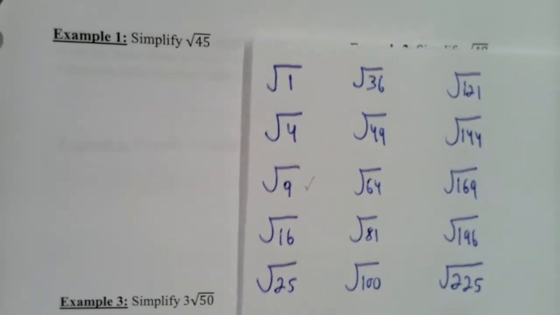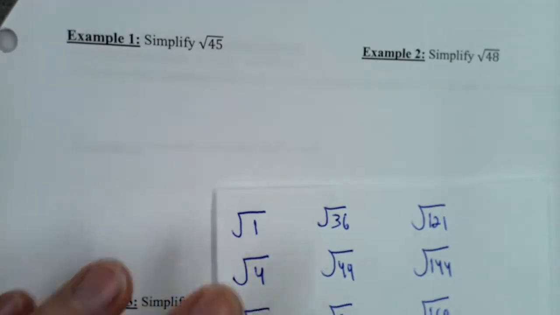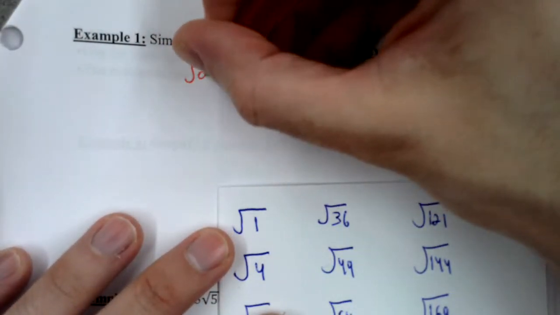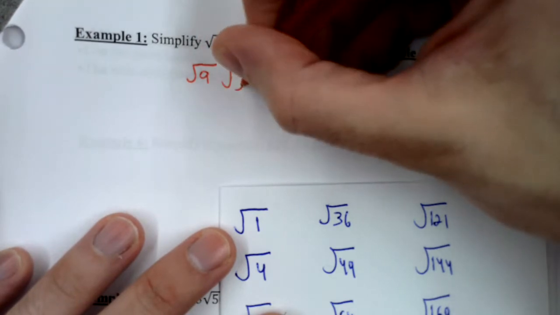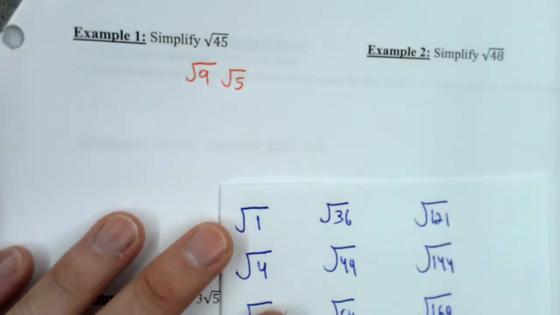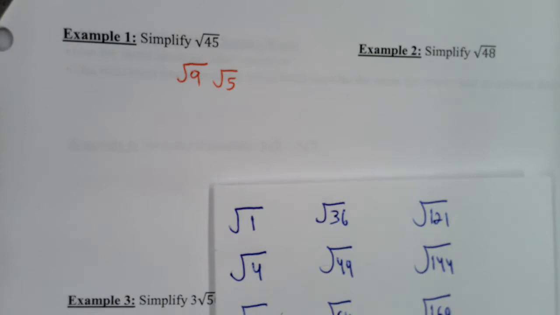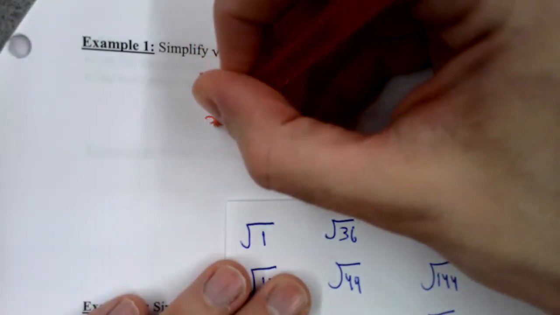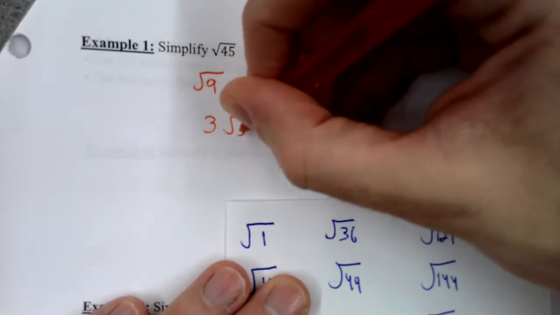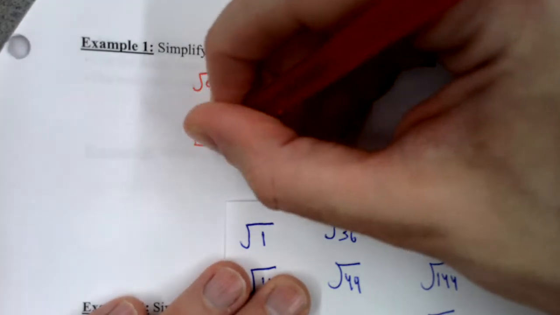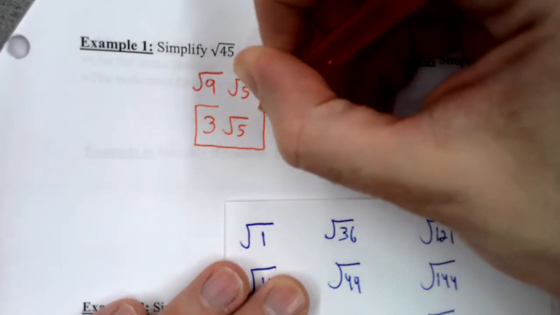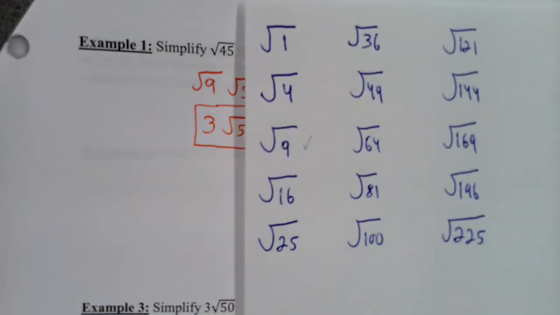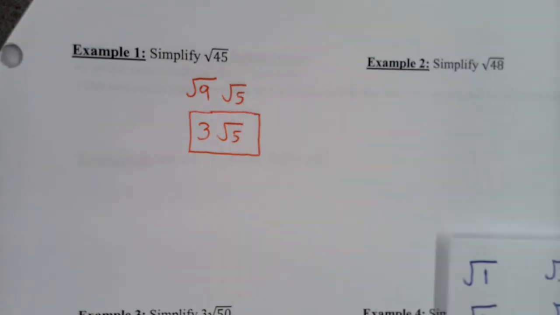So what I do is I'll rewrite the square root of 45 as square root of 9 times square root of 5, because 9 times 5 is 45. And then I break down the square root of 9 to 3 because the square root of 9 is 3. So this is the final answer. This is simplified. I cannot simplify that anymore because I cannot simplify the square root of 5 from this list of numbers. Okay?